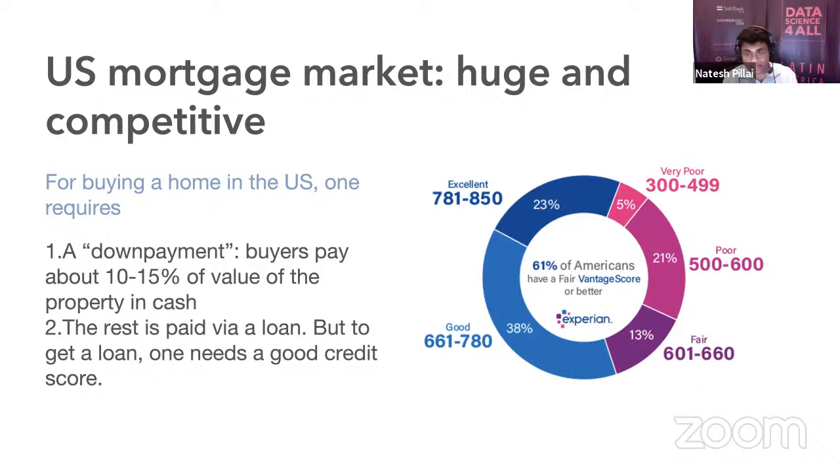Okay, so here is a quick primer about the US mortgage market. In the US, if you want to buy a home, you need two things. One is that you need to put about 10 to 15% in down payment. What does that mean? If the home value is about $300,000, you put down 10 or 15%, which is about $45,000 to $50,000 in cash. You pay that in cash, and the rest you secure with a loan.